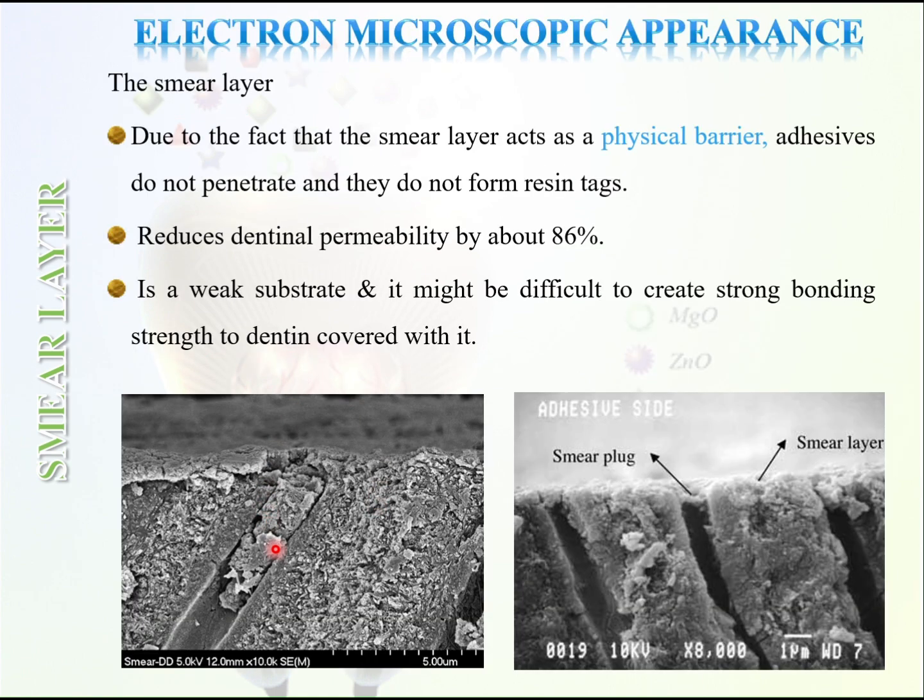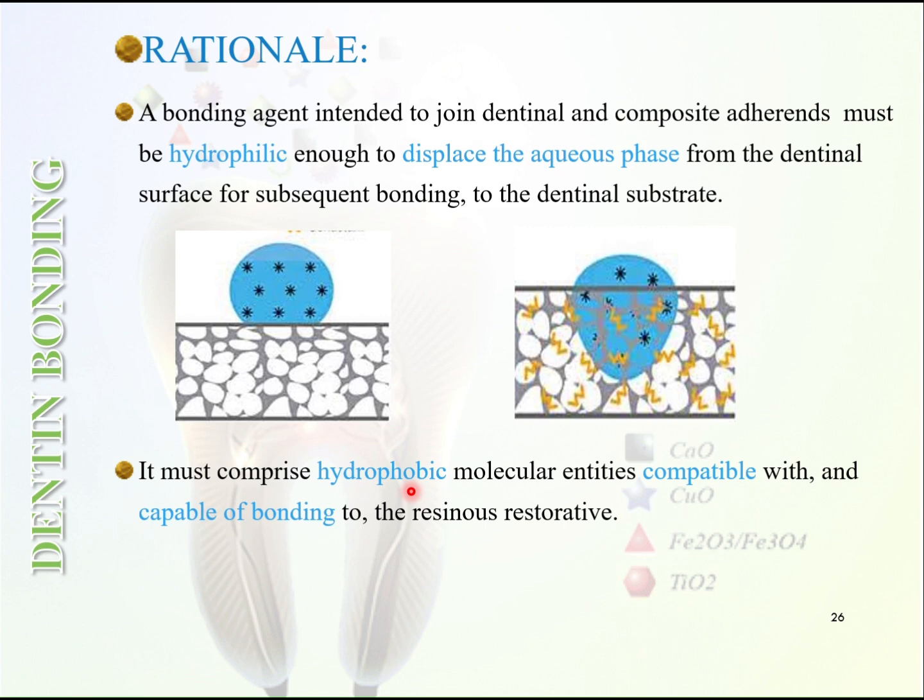So the microscopic appearance is like this. This is nothing but a smear plug. This is the dentinal tubule, inside which the smear layer is seen. So again there was controversy whether to keep the smear layer or not to keep the smear layer.